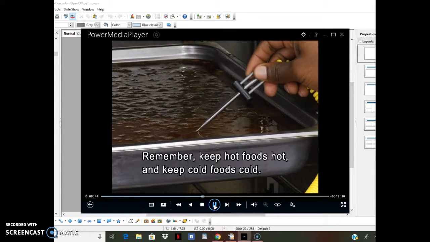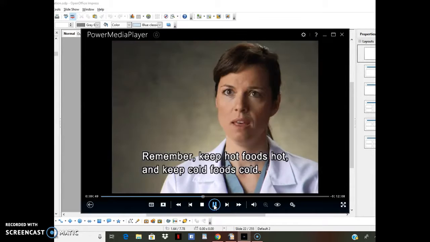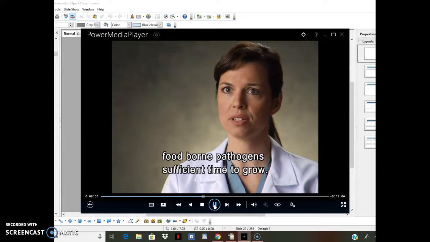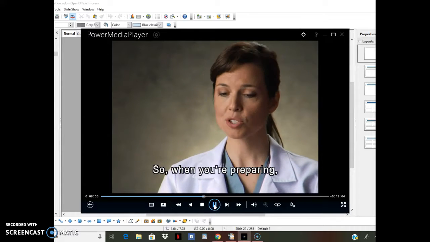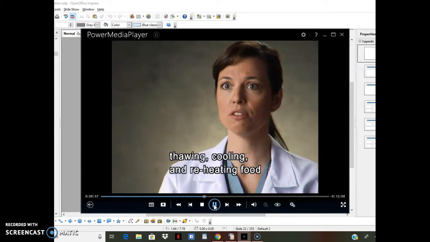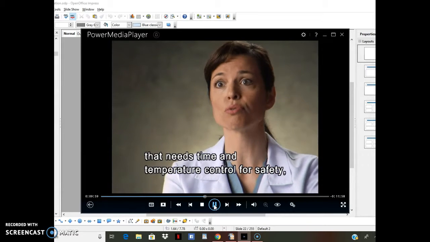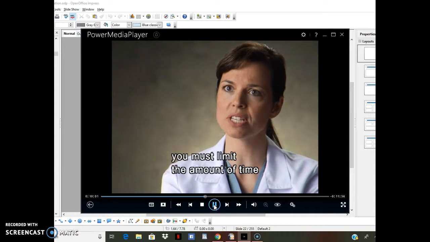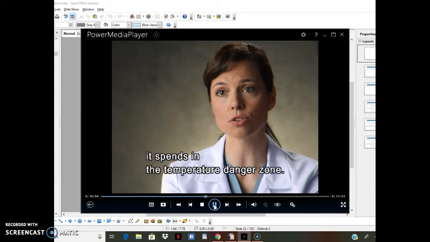Remember, keep hot foods hot and keep cold foods cold. You've also got to deny foodborne pathogens sufficient time to grow. So when you're preparing, thawing, cooling, and reheating food that needs time and temperature control for safety, you must limit the amount of time it spends in the temperature danger zone.